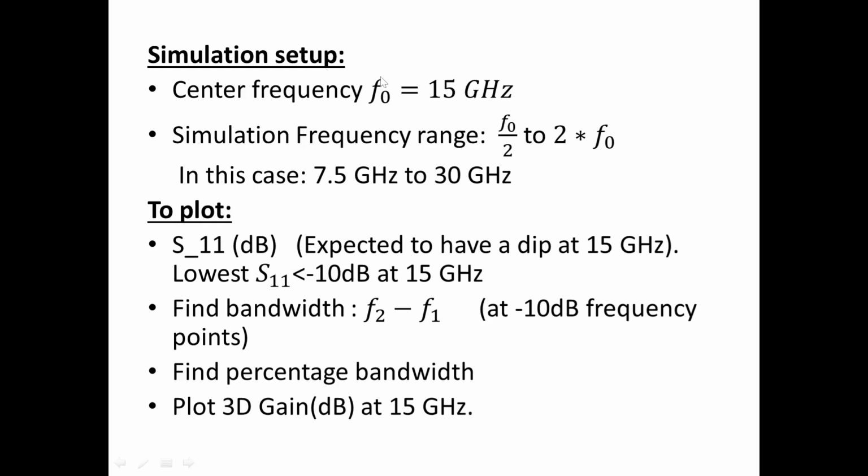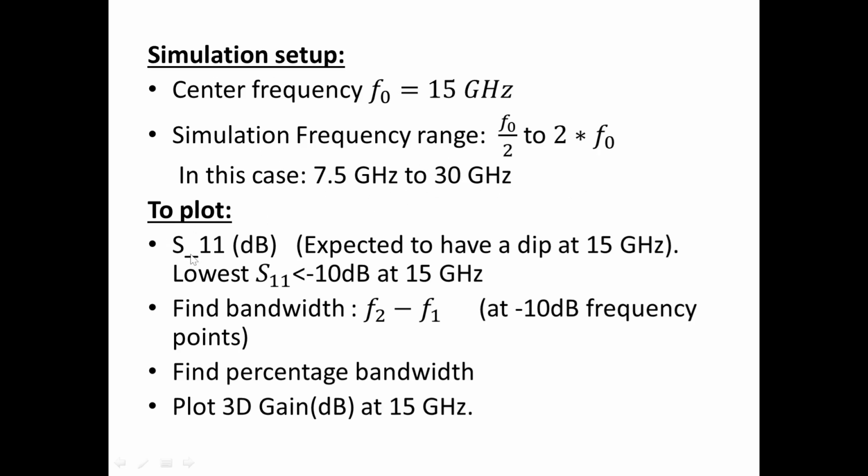So the simulation setup we would consider is center frequency at 15 gigahertz. For the simulating frequency range, just for analysis purpose, at all instances we will not go for this wide range of frequencies, but just for studying purpose or first time simulation, I am taking it as f naught by 2 to twice the center frequency. Since f naught is 15 gigahertz, half the center frequency is 7.5 gigahertz, and twice the center frequency is 30 gigahertz. So we'll give this as the simulation range.